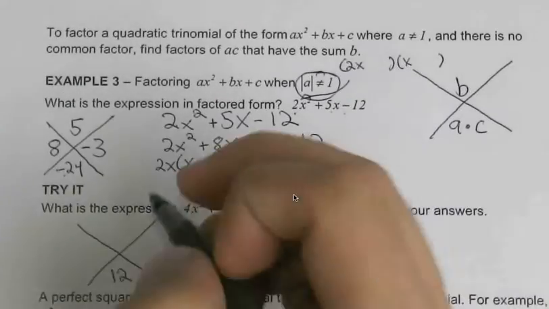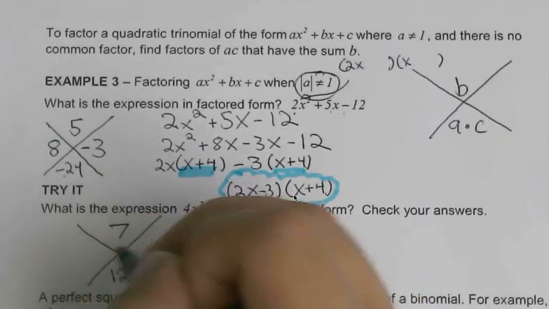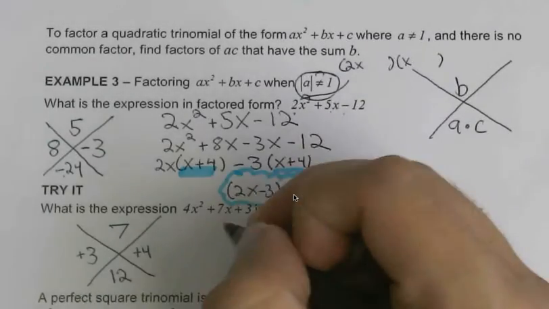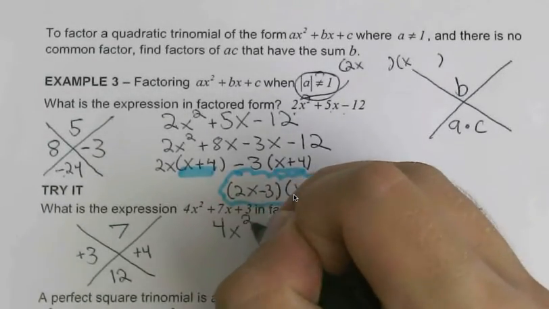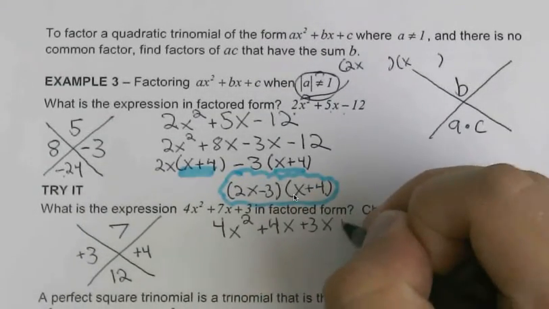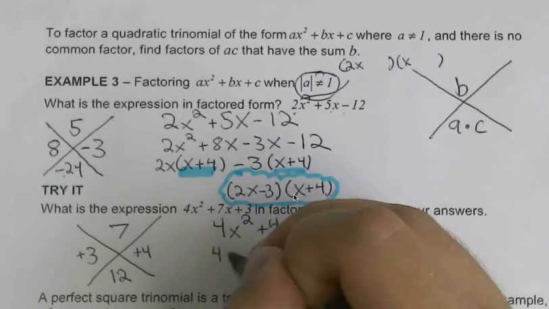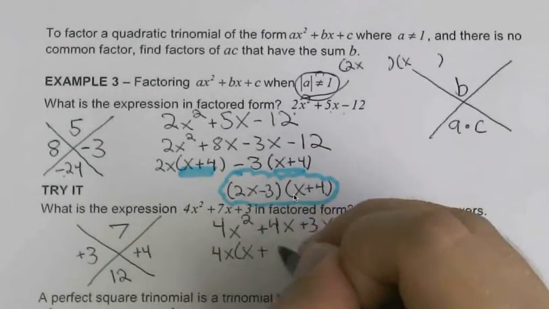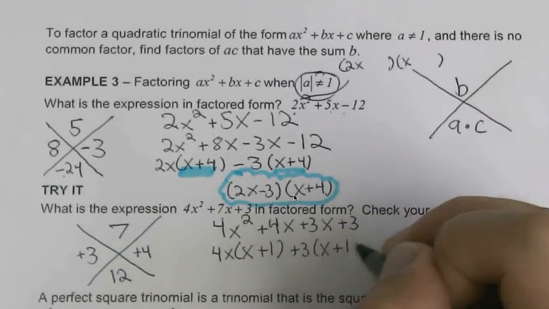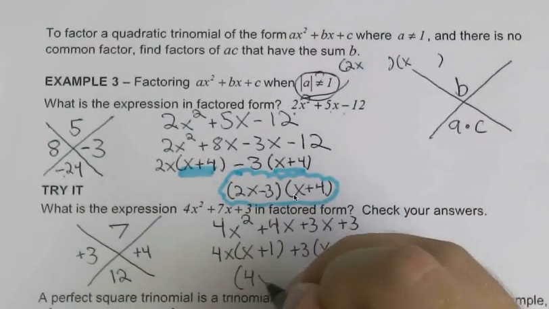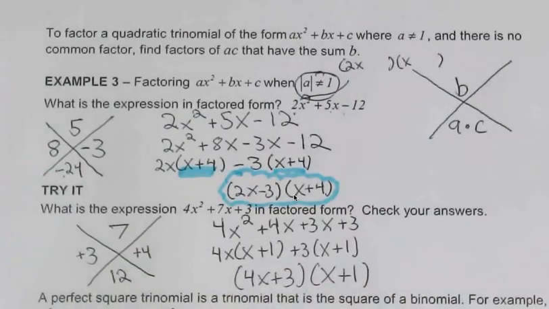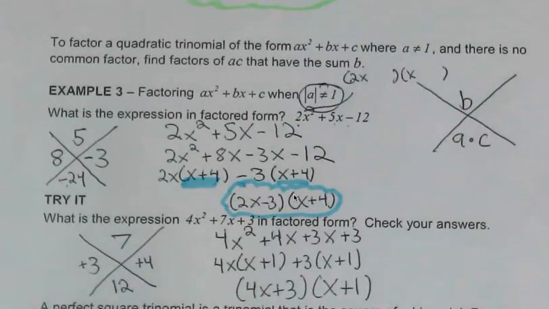Your product's definitely 12, sum's definitely 7. This would only occur if you had positive 3 and positive 4. If I rewrite this middle term, 4x squared plus 4x plus 3x plus 3, factoring out 4x, final answer, 4x plus 3, parentheses, x plus 1. And again, if you're not convinced, check your work.